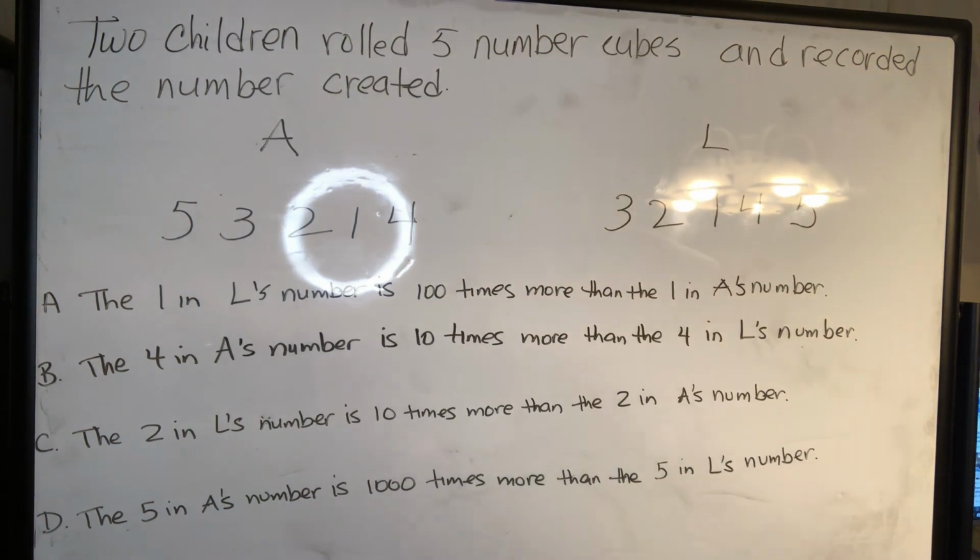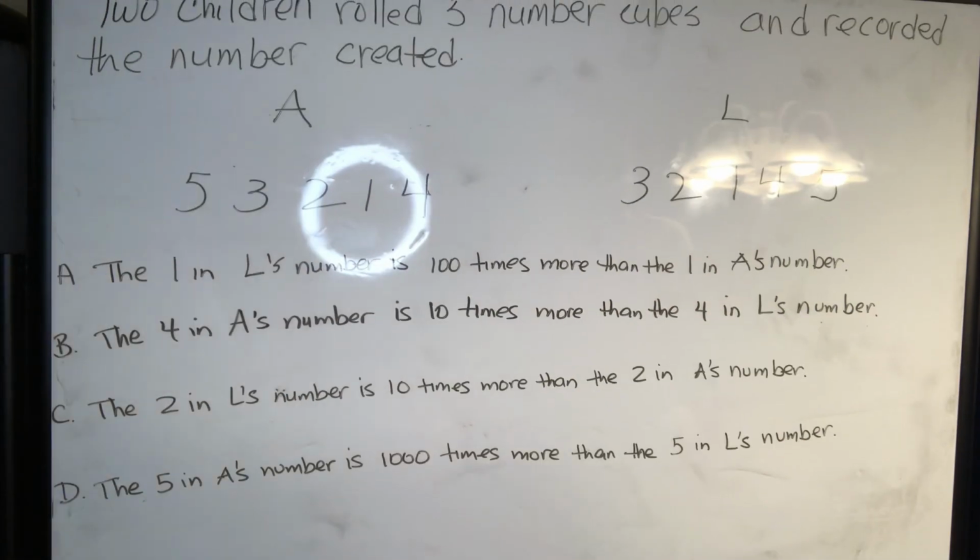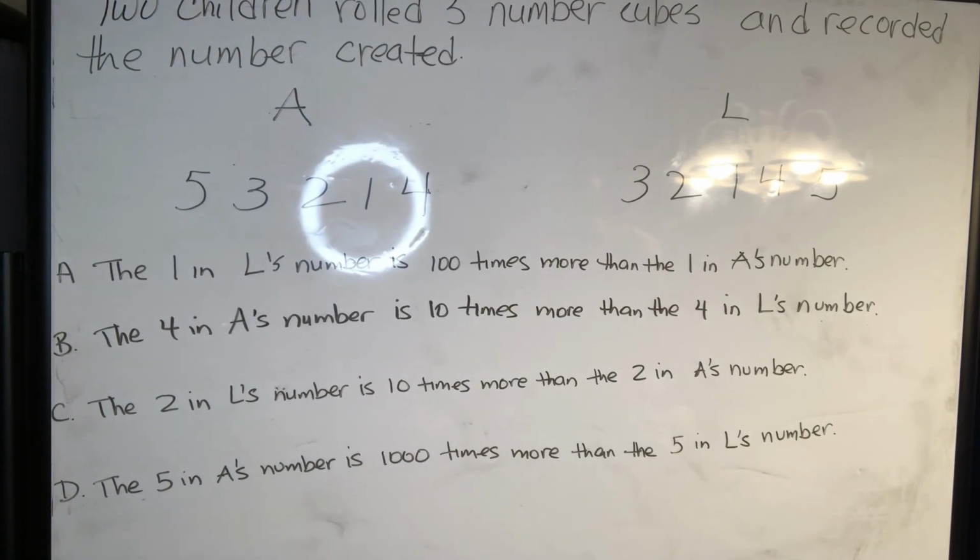All right guys, so here's our last problem. 2 children wrote 5 number cubes and recorded the number created. A's number is 53,214 and L's number is 32,145. Choice A. The 1 in L's number is 100 times more than the 1 in A's number.